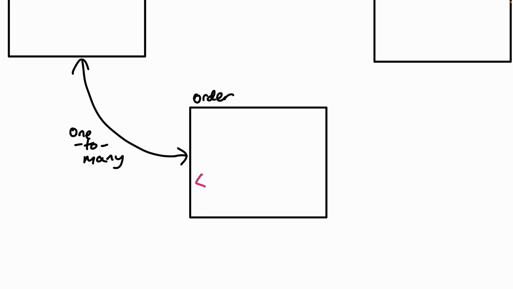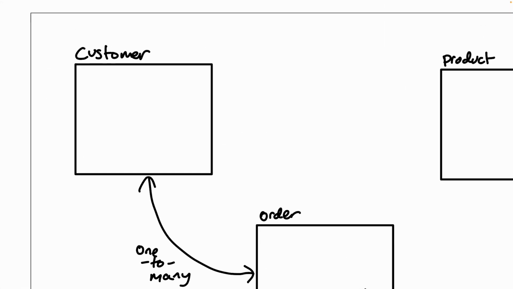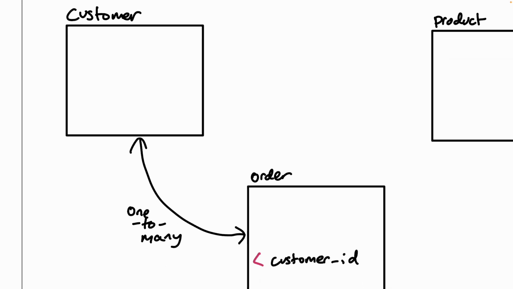And I can say, for example, this is called customer ID. Remember that foreign keys point to primary keys in another table. So if we have a foreign key pointing to our customer table, and foreign keys point to primary keys, we then need a primary key in our customer table. So I can include one here, and I will mark it with an asterisk, and I'll just call it ID.